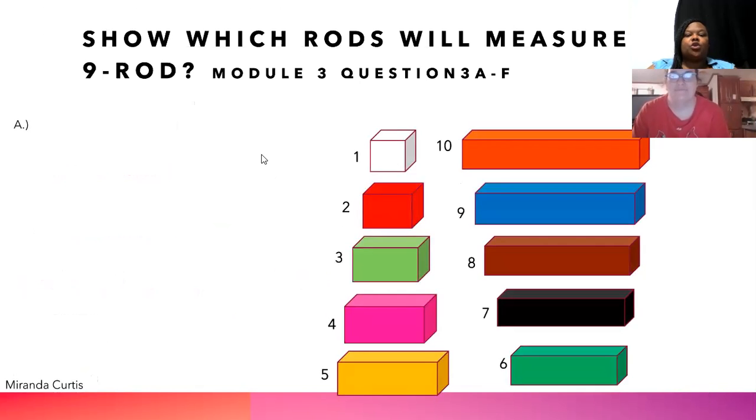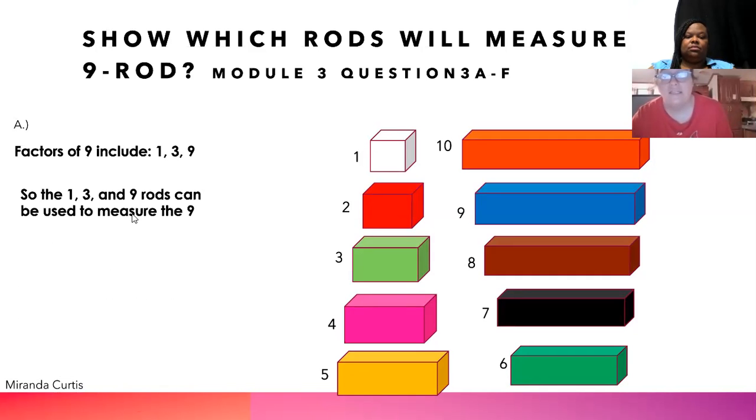Miranda, show which rods will measure the nine rod. Okay, we're going to look at our factors. What will equal 9? Okay, we're going to come over here. We look at our rods and we look how big they are, and they look very scary. And then we're going to break it down. So 9 times 1 is 9. 3 times 3 is 9. So these are the rods that are going to give us 9. And wow, they will measure our nine for us.